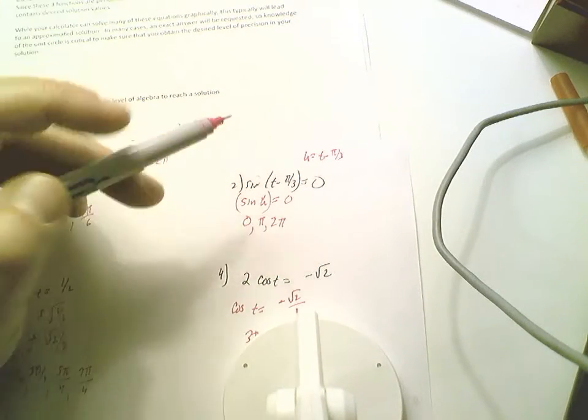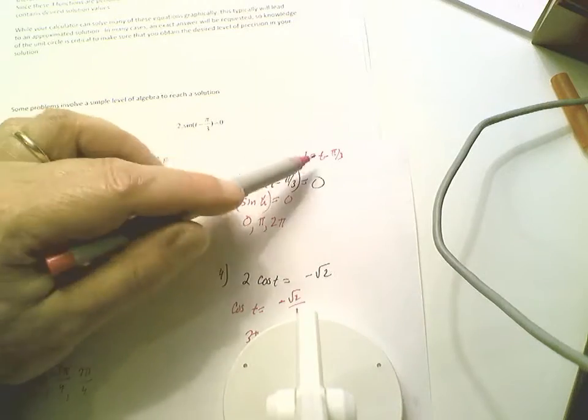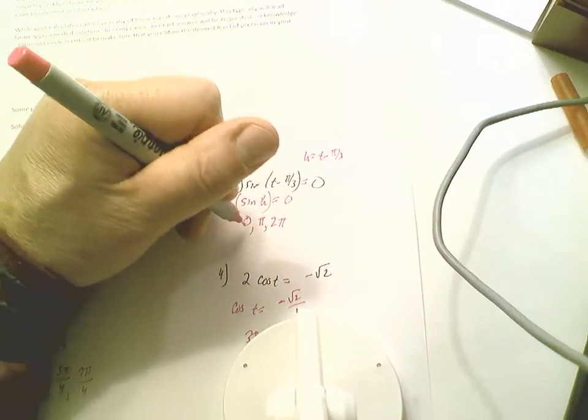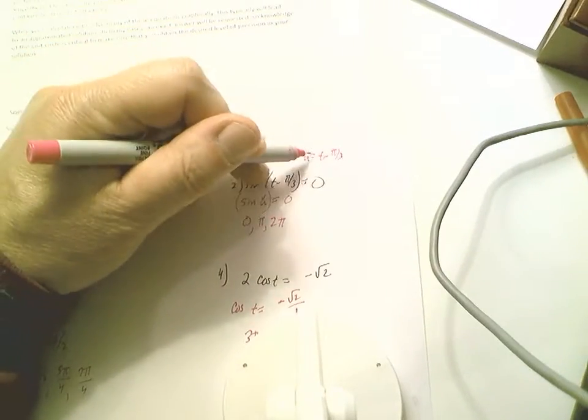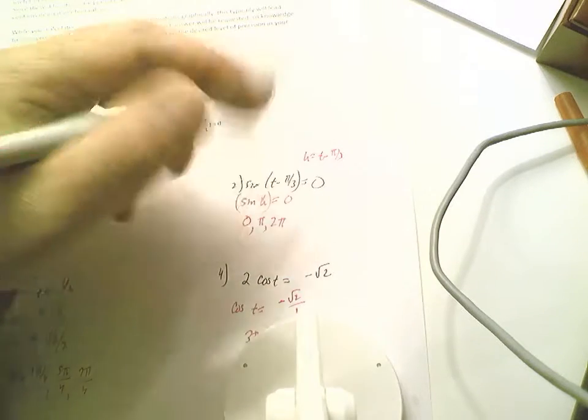What do I know about my angle u? Well, it should be t minus pi over 3. So u equals 0 gives me what? t equals pi over 3.